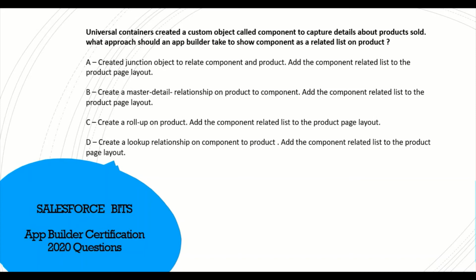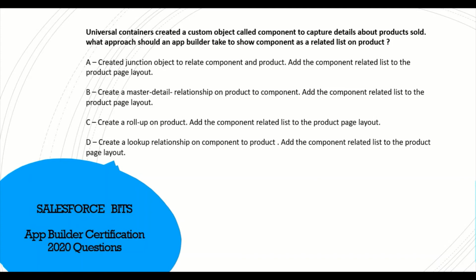Okay, so this is a possible option we can create, because Universal Containers wants to capture details about the products. Suppose, say, product A, and what are the details about the product A that is sold. So it's basically kind of transactional data. It can be master-detail relationship. So this is one of the candidates, I would say, for the correct answer. Let's check the other one.